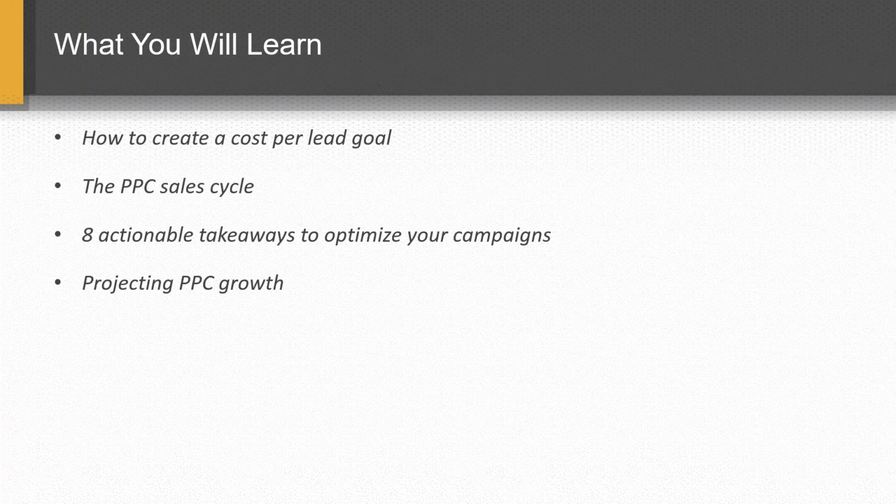Then we will dive deep into 8 ways to optimize your campaigns and lower your cost per lead. These will be actionable items with a mix of data to analyze today and longer-term strategies for optimization. Finally, we'll finish up with how to project growth with your PPC campaigns. And just to note, today I'll be covering strategies to optimize specifically for AdWords. However, several are relevant to other ad networks such as Bing Ads.